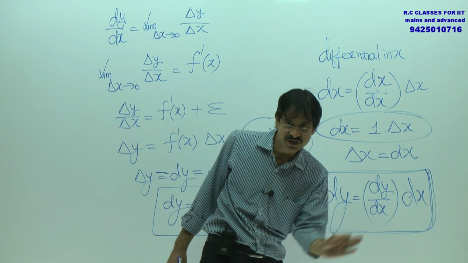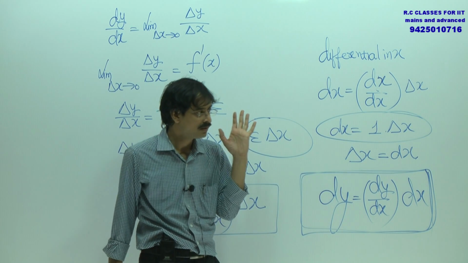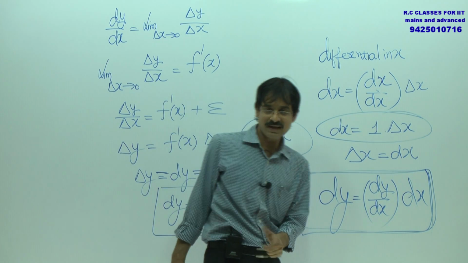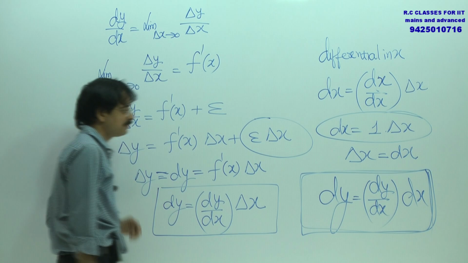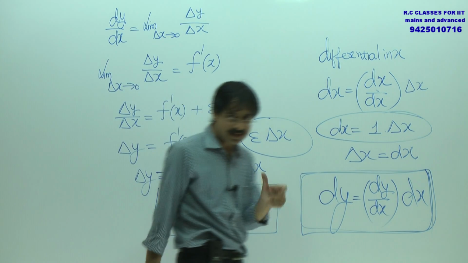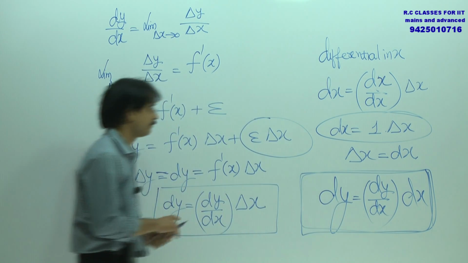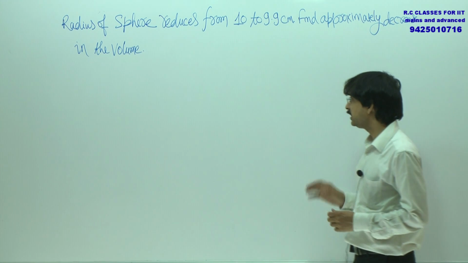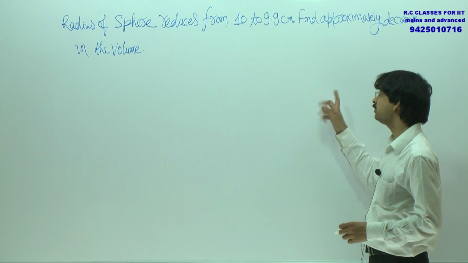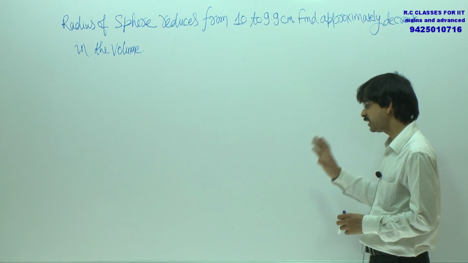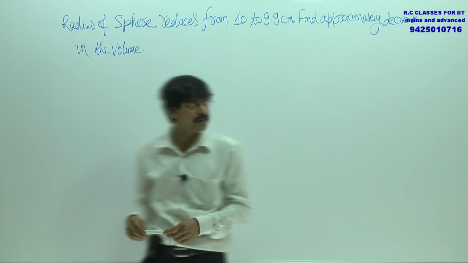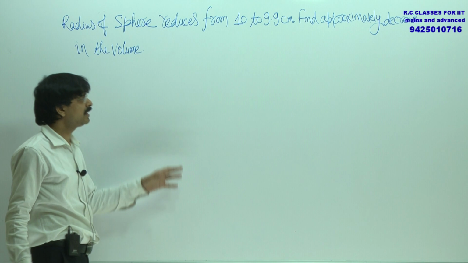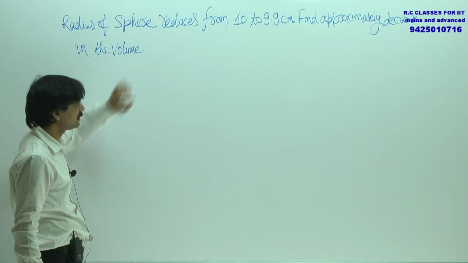If I say absolute change in x, that is delta x. Relative change in x, that is delta x upon x. And if I say percentage change in x, that is delta x upon x into 100. Now the question is, the radius of a sphere reduces from 10 to 9.9 centimeter. Initial radius is 10, then it decreases to 9.9. Find the approximate decrease in the volume of that sphere.